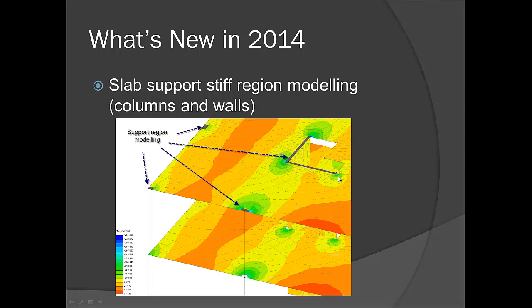And also then when you go and look at your results, it will help you in terms of filtering out results from these areas and just focusing on the results that are in the slab and not in the stiff zone. So that's going to be quite a useful thing.